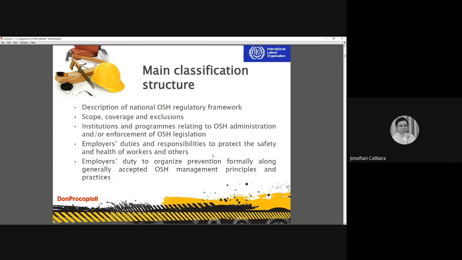So meaning it's a private thing, a personal thing, it's your decision, and you are deciding something that causes trouble, that causes chaos, or anything which affects the company, the community itself, or anybody from your area. So that is what you call exclusions. Also, employers' duty to organize prevention formally along generally accepted risk management principles and practices.